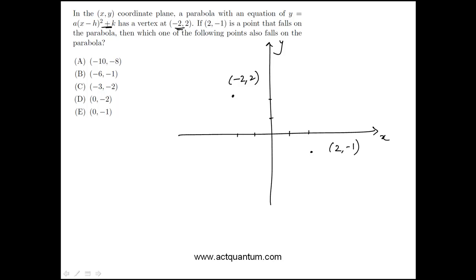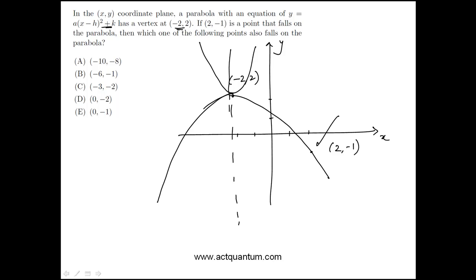So we know that it has to open downwards, because if it opened this way, this point can't fall on it. So it would look something like this. A lot of these problems on the ACT, when they're dealing with parabolas, ask you to use the axis of symmetry. Now, the axis of symmetry is the straight line that cuts the parabola into two parts. It passes through the vertex where the x-coordinate is -2. So this equation is x = -2.